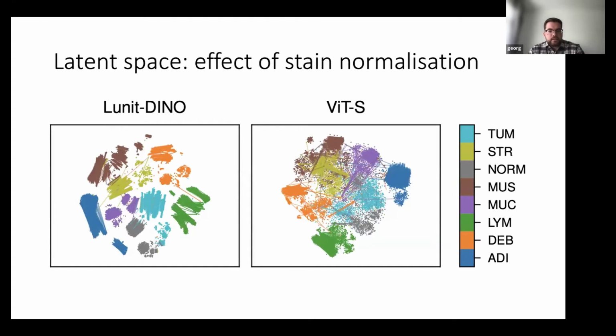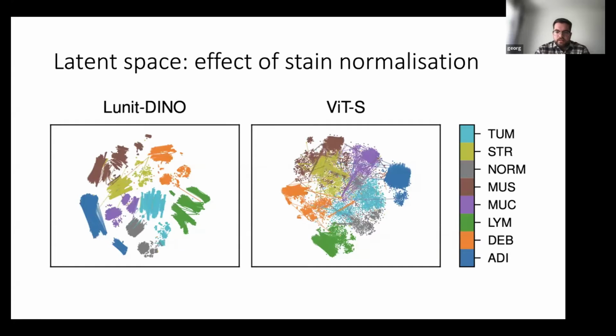Starting with the latent space, we perform this visualization where we do a dimensionality reduction using t-SNE to visualize the latent space. Here I'm visualizing 2 different feature extractors. One of them is Lunit-Dino, which we found to be one of the best feature extractors. And on the right is the same deep neural network architecture, VITS, but using ImageNet weights and not the pathology pre-trained weights. And what we have here is every point corresponds to a patch in a data set.